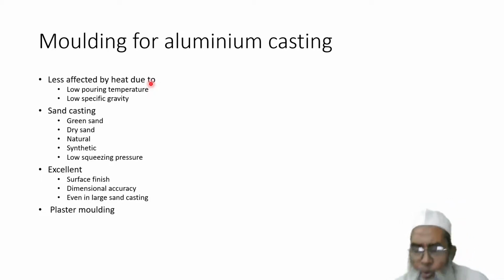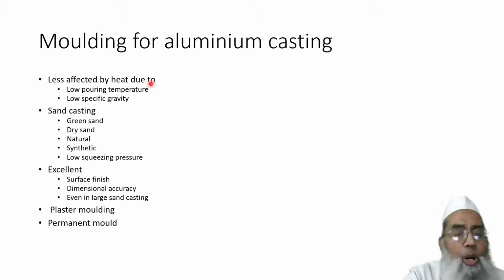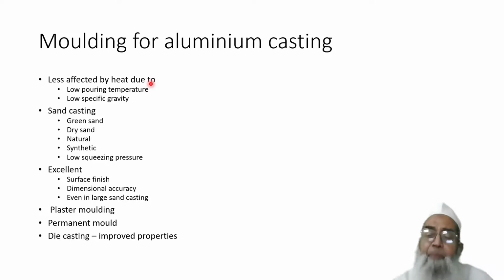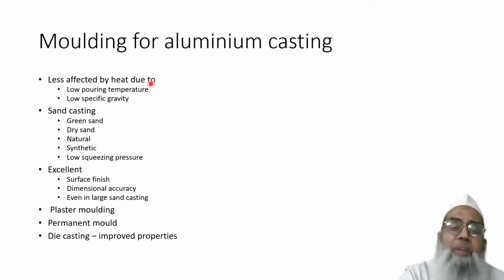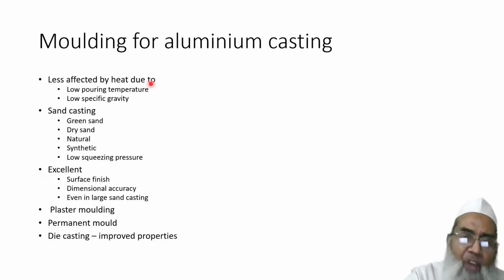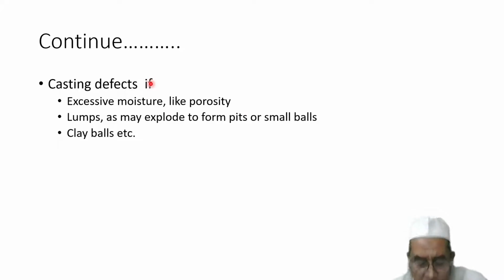However, we can improve the quality of the casting by adopting plaster molding or permanent mold, metallic mold. This will also give a chilling effect and we can have a better casting. And therefore, we can also have die casting, that means permanent mold with pressurized pouring, which will of course improve the property of the material by improving densification and reducing the temperature gradient of filling, so we can have refined grained castings. But we have to take into account what defects may be incorporated so that we can get rid of them.